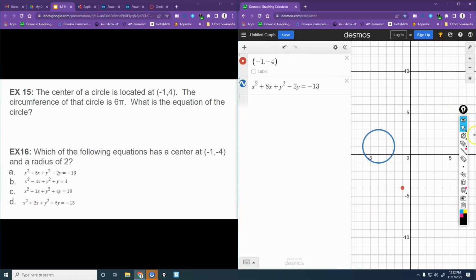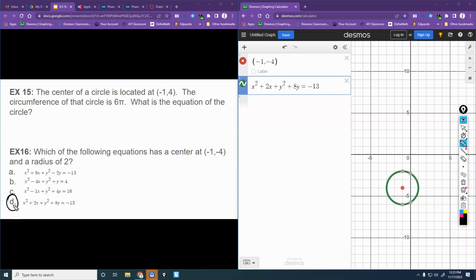D. Let's check. I think you're probably right. X. Let me get rid of this one. That one didn't work. So x squared plus 2x plus y squared plus 8y equals negative 13. If it doesn't graph a circle whenever you do this, like, I mean, that graphs a circle, but it's wrong. Make sure you type in x's and y's correctly. Like I almost put an x for that second one. If it's not in perfectly, you won't be able to tell. But this one has a center at negative 1, negative 4. It has a radius of 2. So D would be the correct answer.